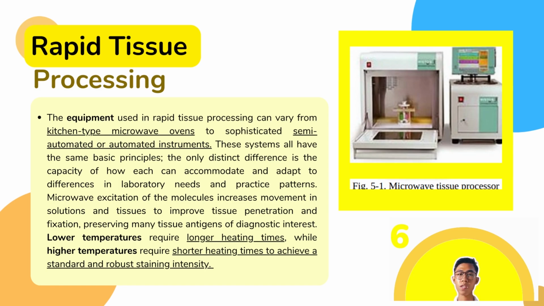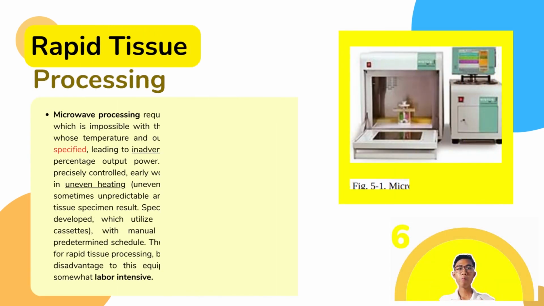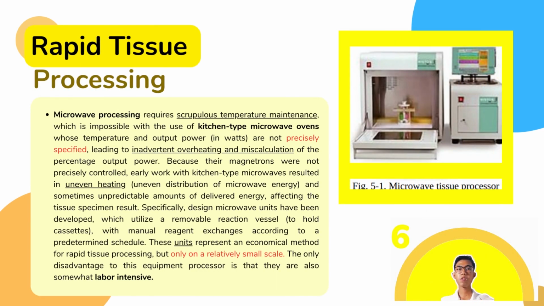Lower temperatures require longer heating times, while higher temperatures require shorter heating times to achieve a standard and robust staining intensity. Microwave processing requires scrupulous temperature maintenance, which is impossible with the use of kitchen-type microwave ovens, whose temperature and output power in watts are not precisely specified, leading to inadvertent overheating and miscalculation of the percentage output power.